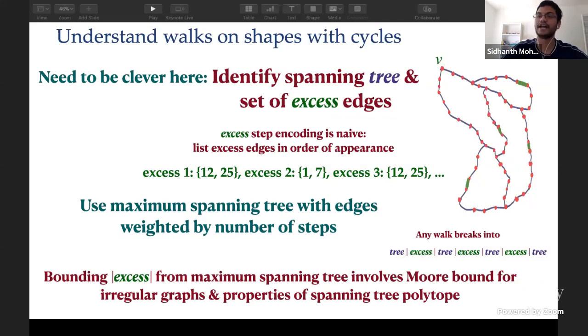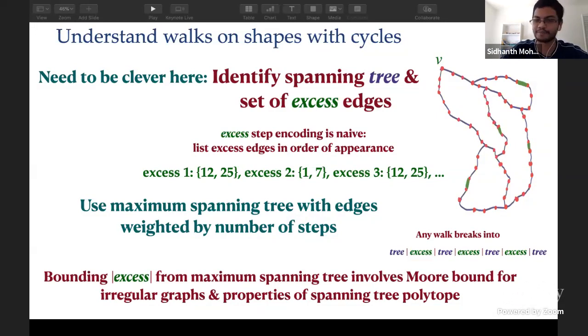However, it's still not actually clear that the list you get is short enough in length. I won't have time to get into how one actually proves that this list of excess edges is very small, but it's a part of the proof that I really like, and it involves some nice tools from combinatorics, such as the Moore bound for irregular graphs, as well as properties of a linear programming relaxation of finding the maximum spanning tree. And this ends the technical part of my talk.